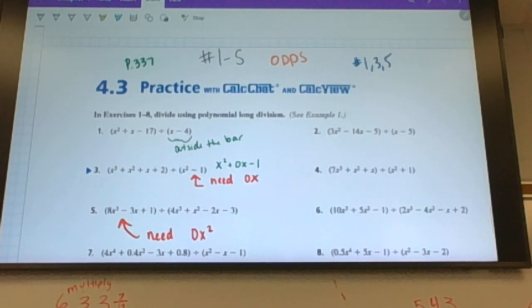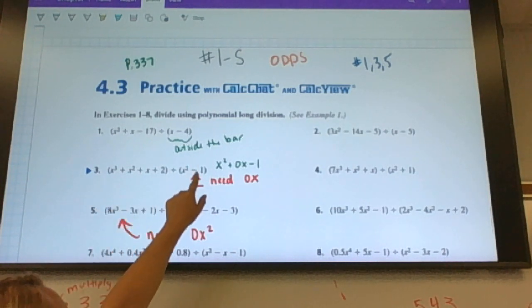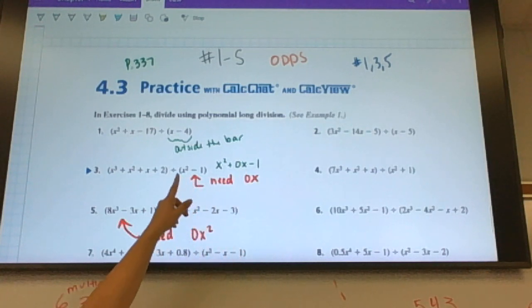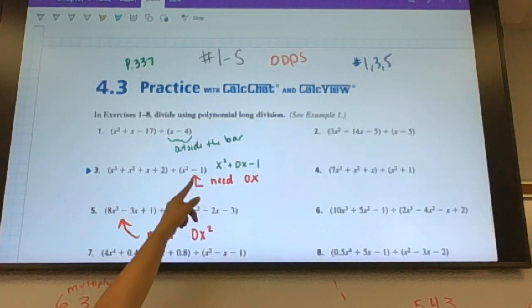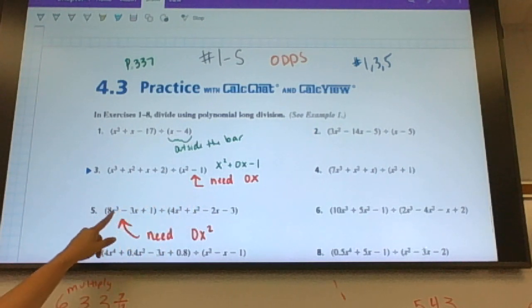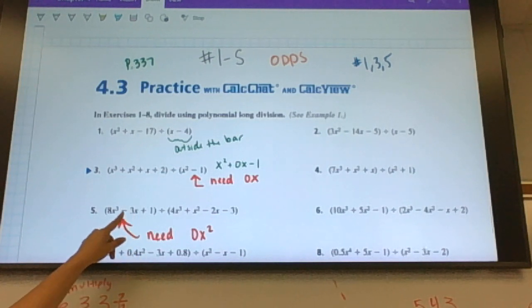Two important things about number 3 and number 5 is that they need zeros. I have not done a 0 example with you yet. It is in the book. The one we went through had a 0, but this should actually be written as x squared plus 0x minus 1. If you don't put a 0 in, it's not going to work. This one also needs a 0. It goes from x to the third to x to the first. You need to rewrite this with a 0x squared in there.